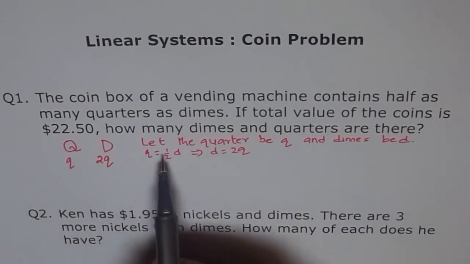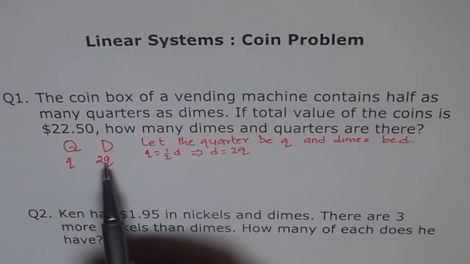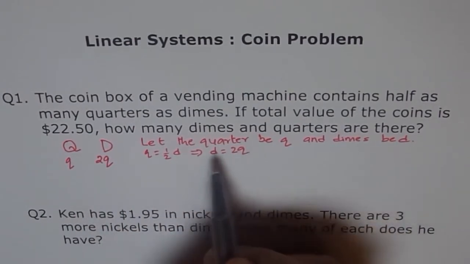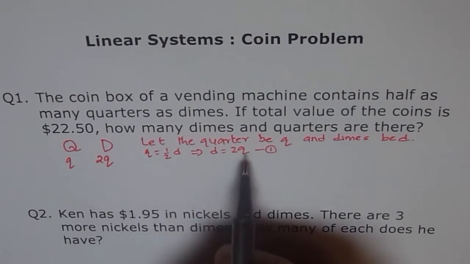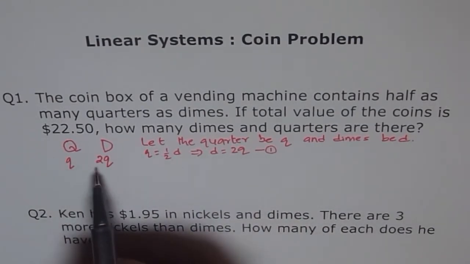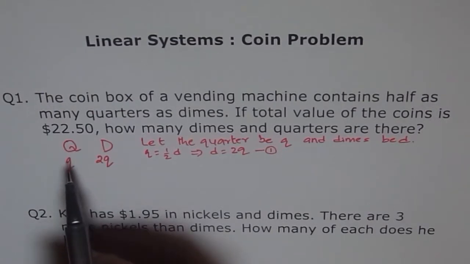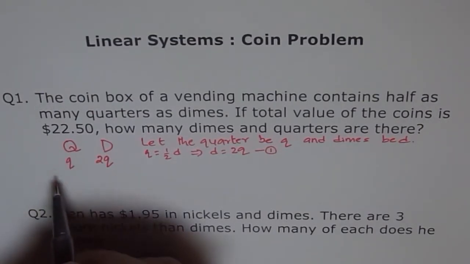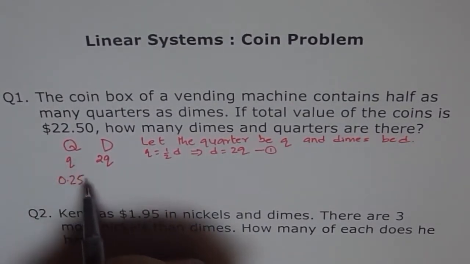First equation we did like this, then we say, well, now we have some quarters and some dimes, and we know how many quarters and how many dimes in one variable, and that is Q for us. So that's my equation number 1, from where I found dimes is 2Q, and therefore now I know that I have Q quarters and 2Q dimes. Now, if you have Q quarters, what is the value of this? Each quarter is 25 cents, correct? So we'll write this value as 0.25 times Q. Is it okay?